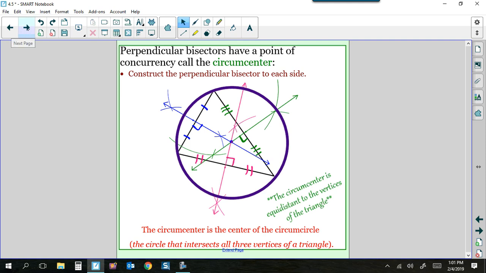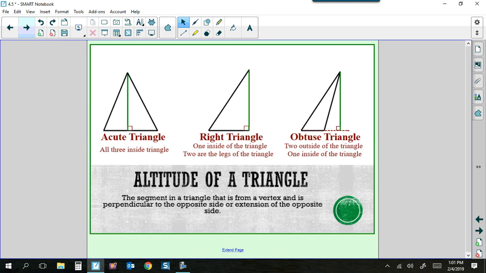Our next vocabulary word, altitude. Altitude is probably a word you've heard before when going to someplace high. The altitude of something is sort of like the height of something. To have an altitude, you have to be coming from a vertex of a triangle and go to the opposite side and be perpendicular to that opposite side.